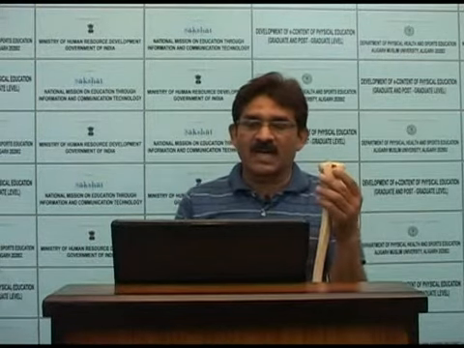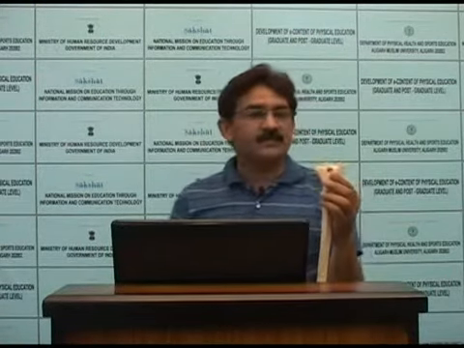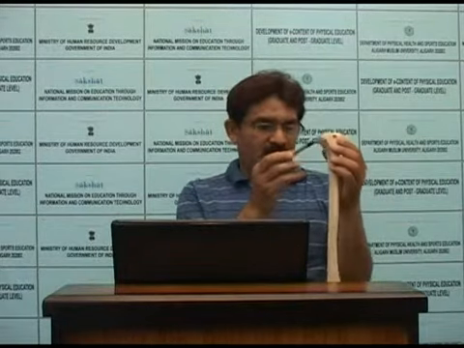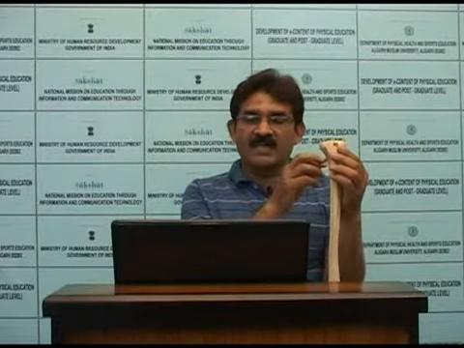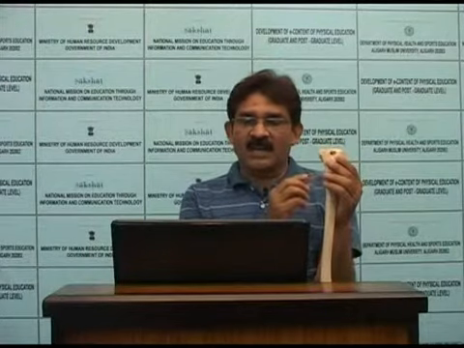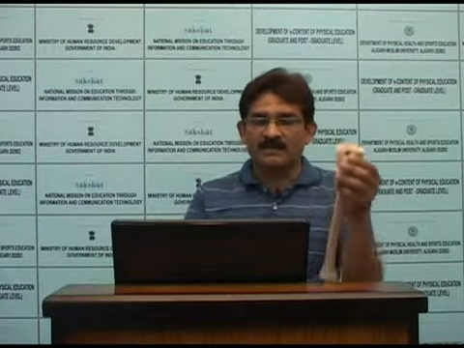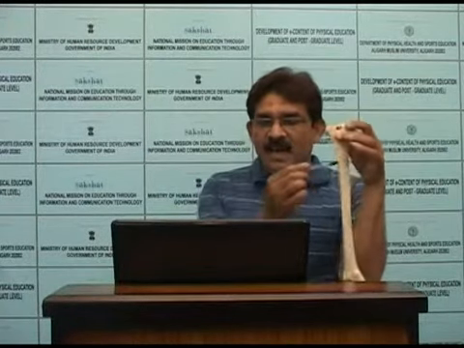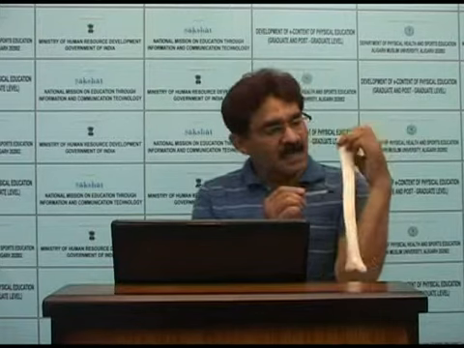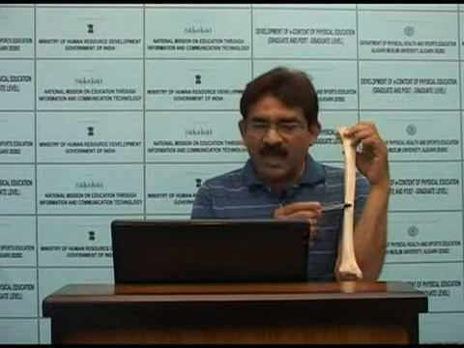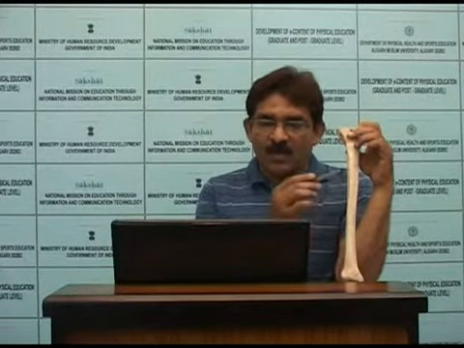Upper end: medial and lateral condyles, intercondylar eminences. This is the intercondylar eminence, the fibular articular surface, and the tuberosity of the tibia. This is the shaft, and this is the anterior or sharp border, and the soleal line.